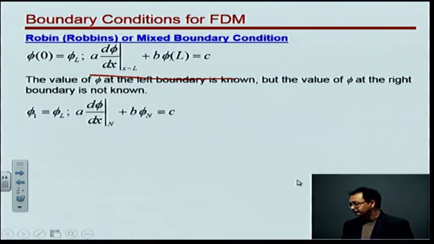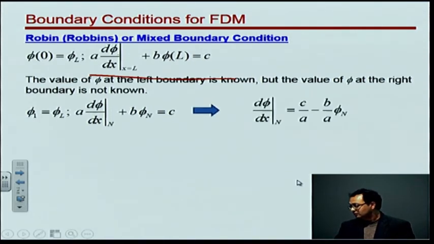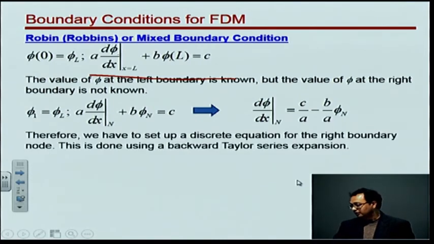Okay. And in terms of our nodal values, we can write A dphi/dx at n plus B times phi at n is equal to C, instead of using x equal to L. And we can rearrange that equation and write it like I wrote for the heat transfer equation a short while ago. dphi/dx at n is equal to C over A minus B over A times phi n. Okay. All right. So how do we do our boundary condition now?